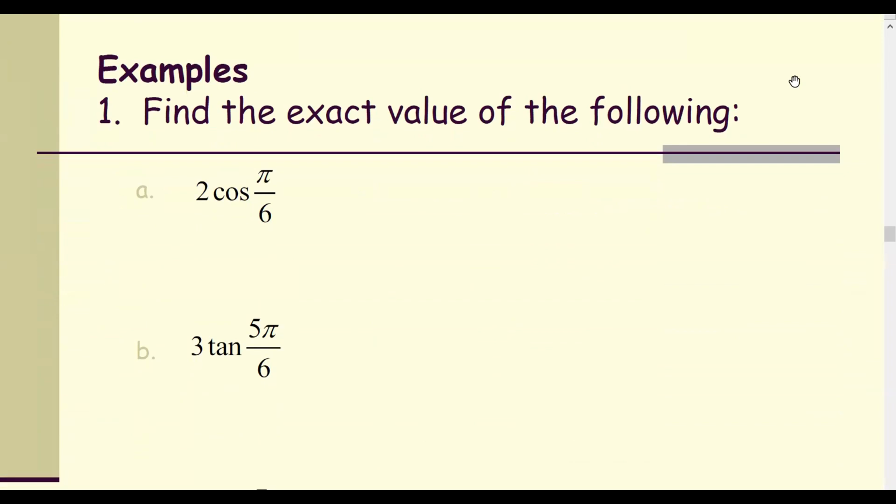In this example, we will find the exact value of the following. Let's get started with the table of the exact values.